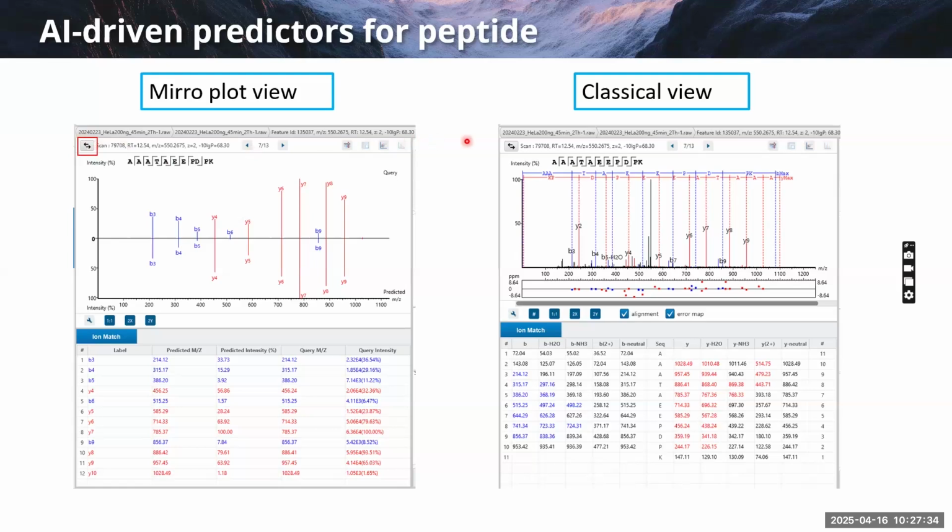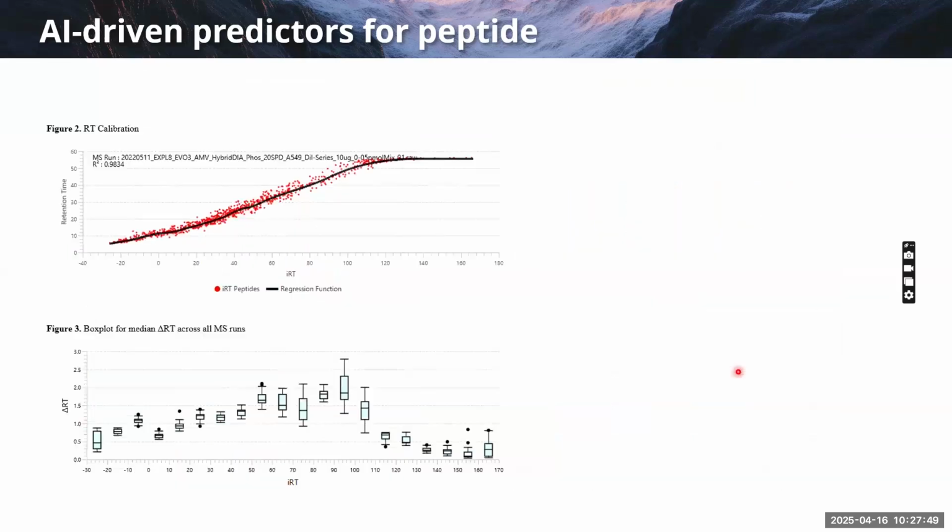You just click here. You can go to the classical views to check whether each fragment ion is matched. And for something like phosphorylation, we want to check if we have the neutral loss ions. This is for the spectra. The other prediction we offer is the predicted RT.